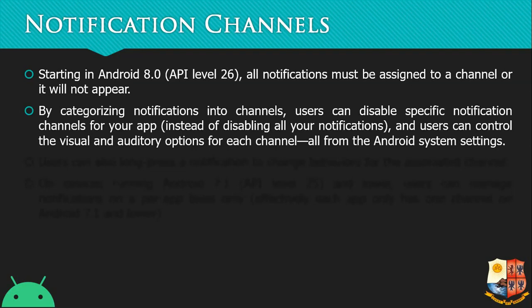So by categorizing notifications into channels, users can disable specific notification channels instead of disabling all your notifications. And users can control the visual and auditory options for each channel, all from the Android system settings. Okay, now before I proceed, there are some more examples.